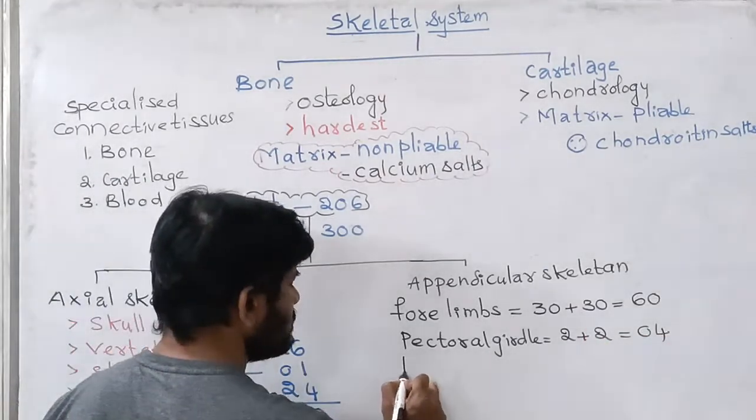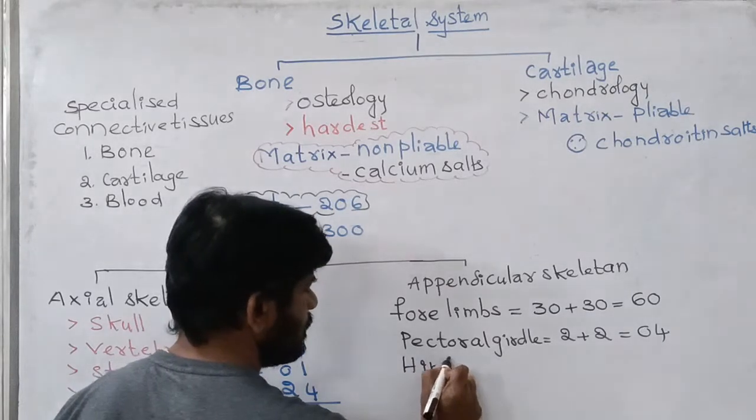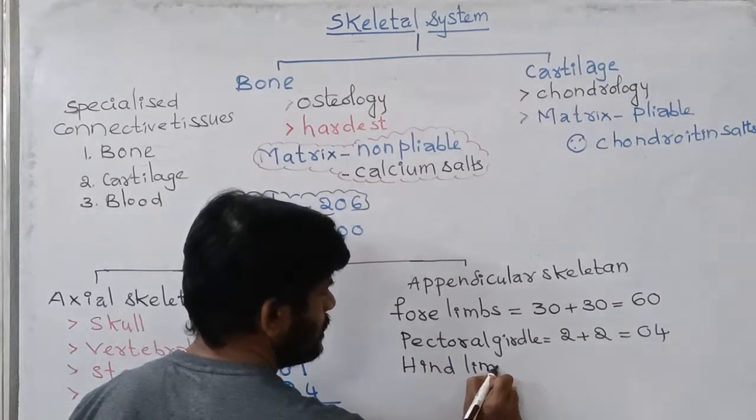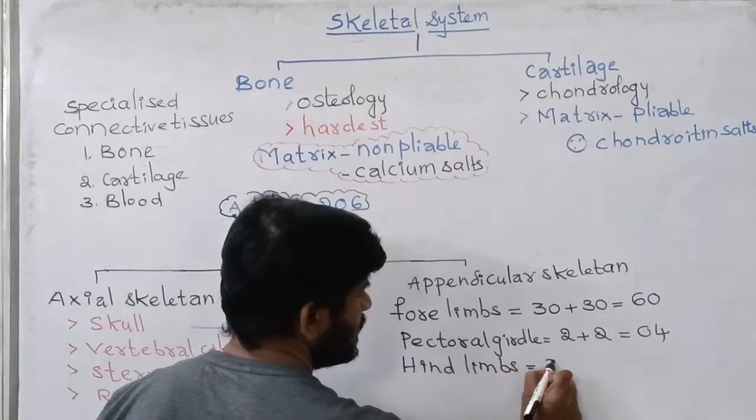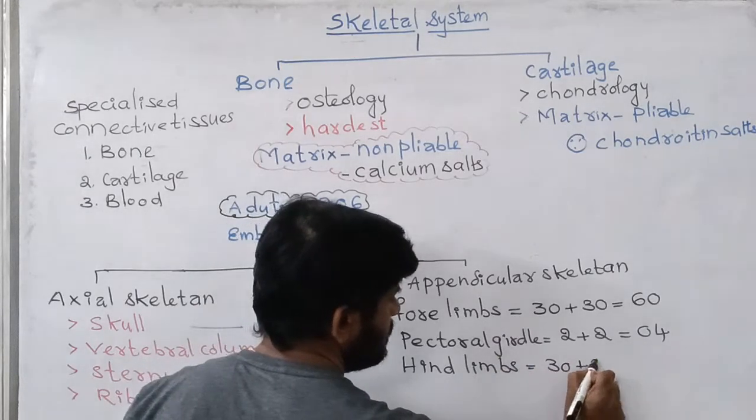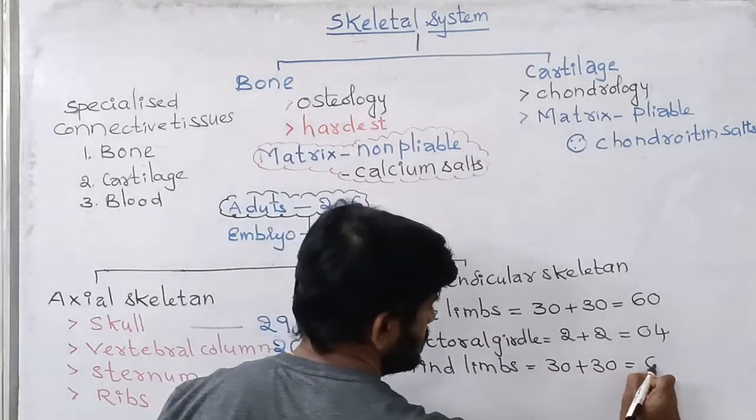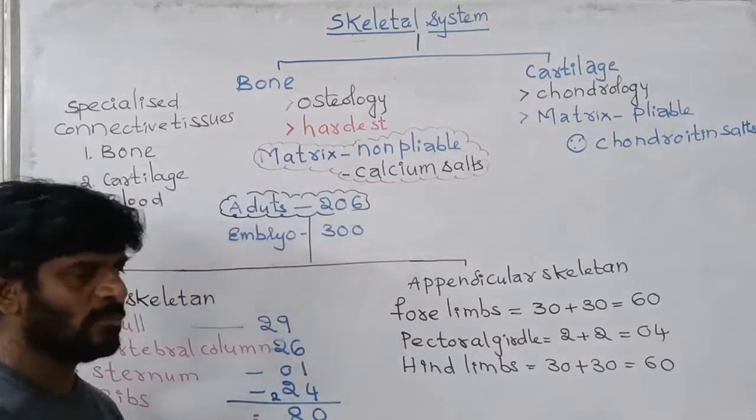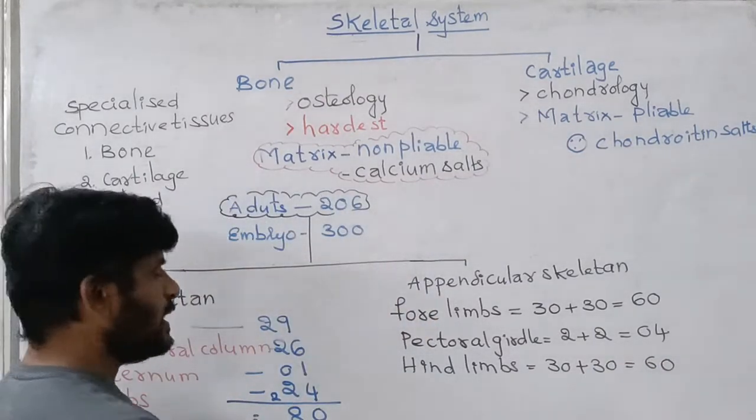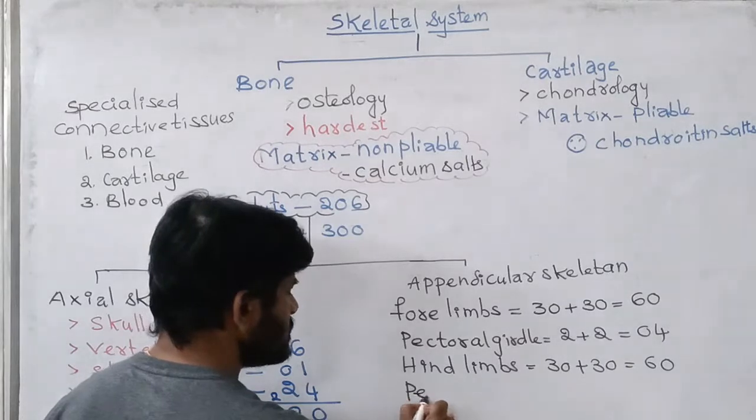And coming to the hind limbs, each hind limb contains 30 bones. 30 plus 30 equals 60 bones in the total hind limbs of man, in the legs of man. And hind limbs are supported by the pelvic girdles.